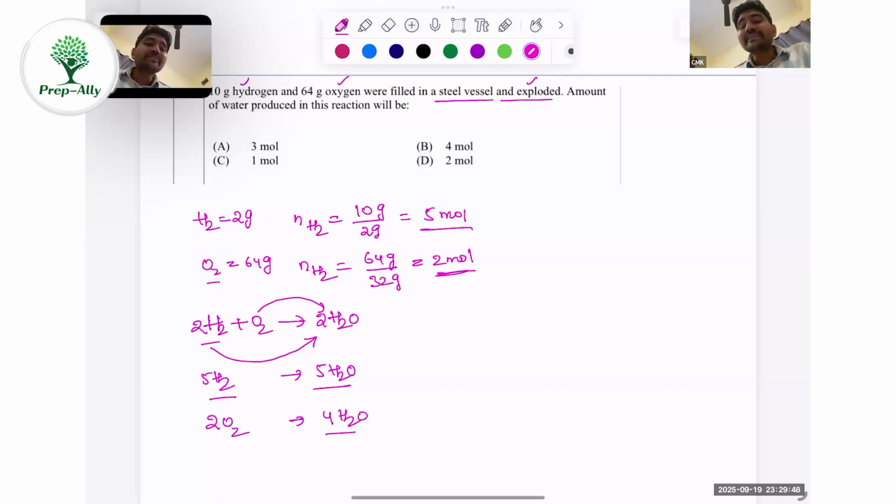So which one is giving less amount of water? Your water formation depends upon oxygen content. Here oxygen content is less and hydrogen content is more. So while forming water, oxygen is directing or controlling the formation of H2O. So O2 we call limiting reagent. So in total how many moles of water is forming? 4 moles of water is forming. So your answer should be option B.